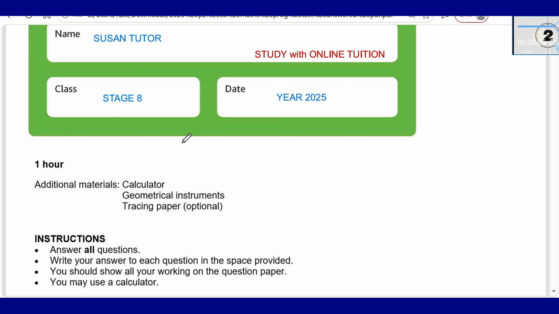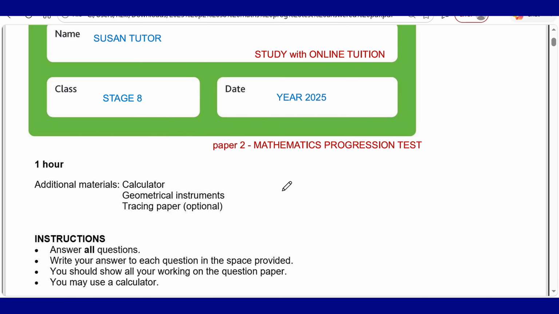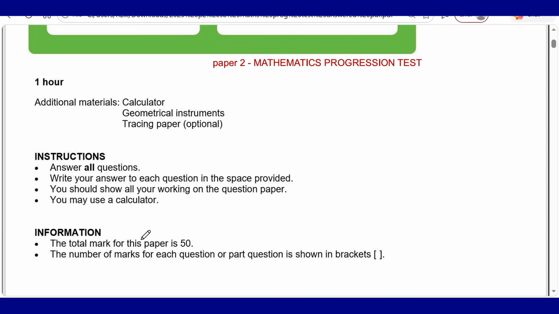Hi guys! So today we are going to discuss Mathematics Progression Test Stage 8 from the year 2025. It's paper 2. The duration for this paper is 1 hour. You are allowed to use a calculator and geometrical instruments like set square and protractor. Tracing paper is optional. Answer all questions, and the total mark will be 50 for all correct answers.